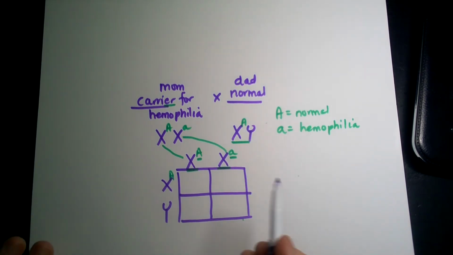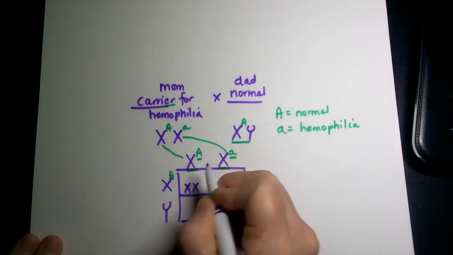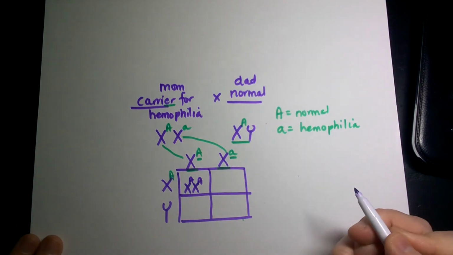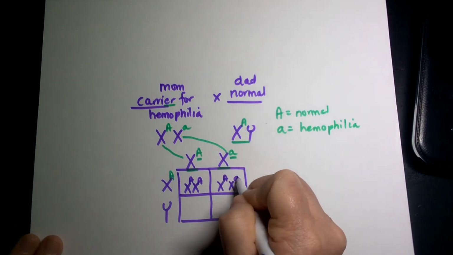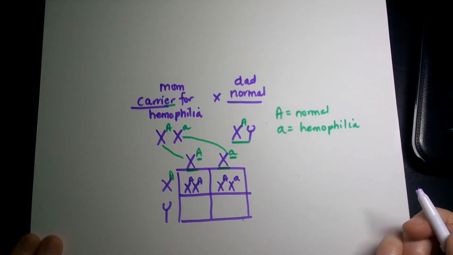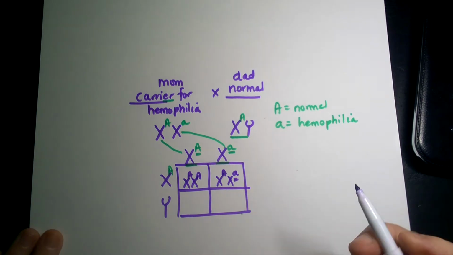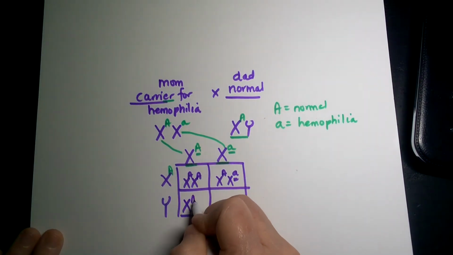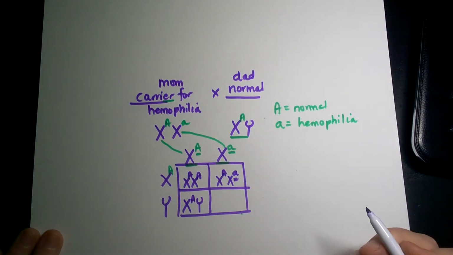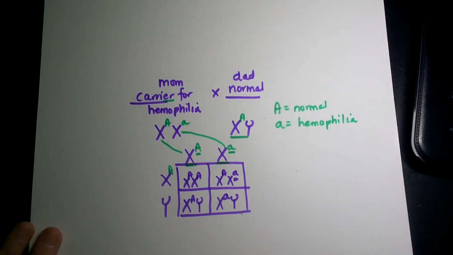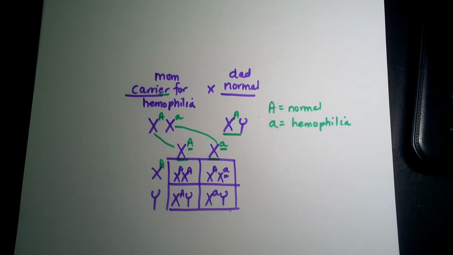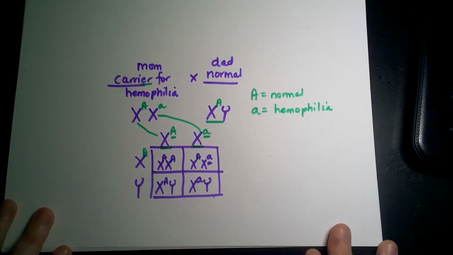So in this scenario, this would be a girl, and she would be normal. In this scenario, this would be a girl, and she would also be normal, but she's a carrier, okay? Here, this is a male that is normal, but here's the bad news. This is a male that has hemophilia. So with these parents, there's all kinds of ways they can ask you questions.